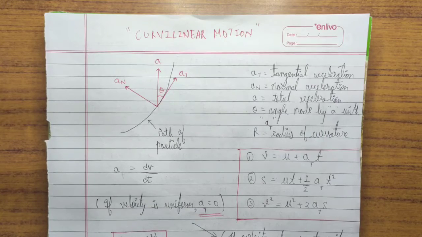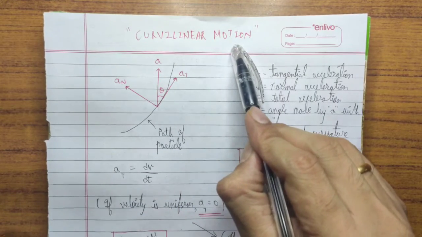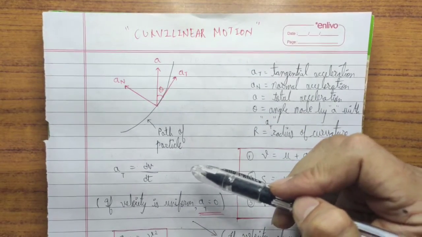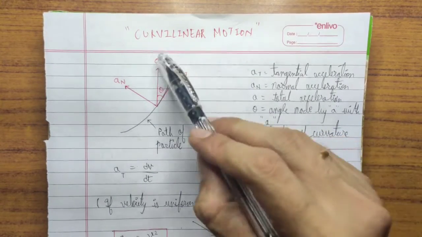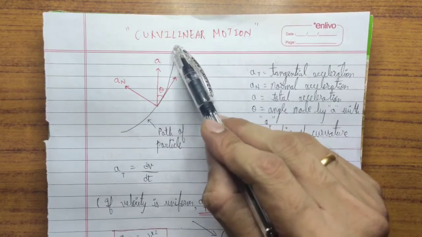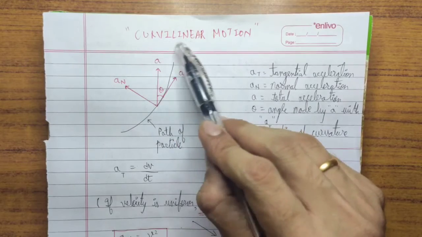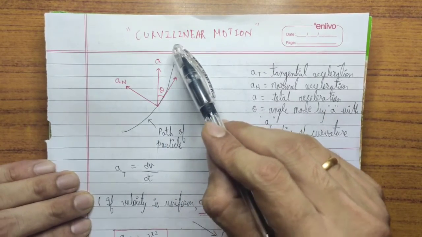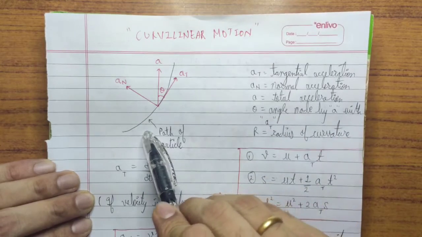So in our today's video, we'll see basics of curvilinear motion. Up till now we have seen linear motion and projectile motion, and today we are going to see the basics of curvilinear motion. Now curvilinear motion, as the name itself suggests, includes a curve. Okay, so a sample of curvilinear motion is shown in this particular figure.